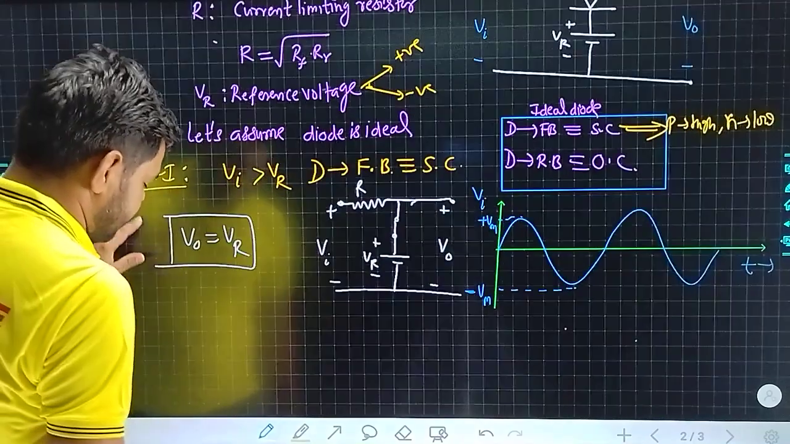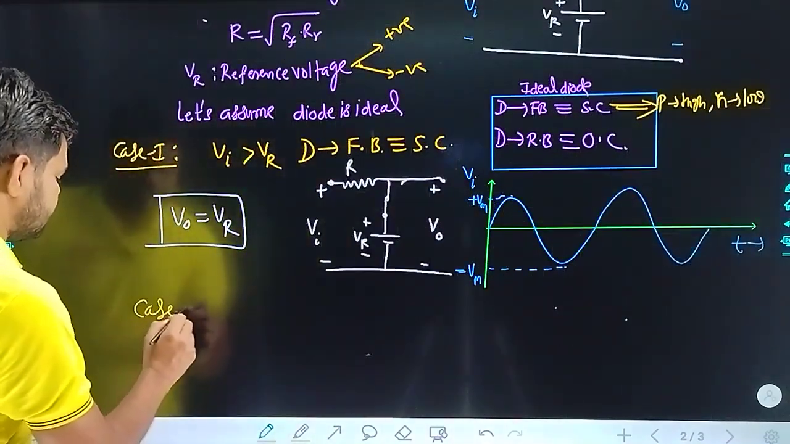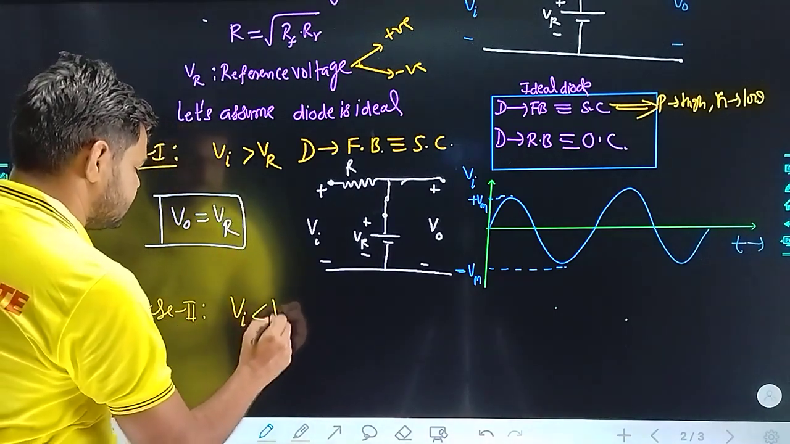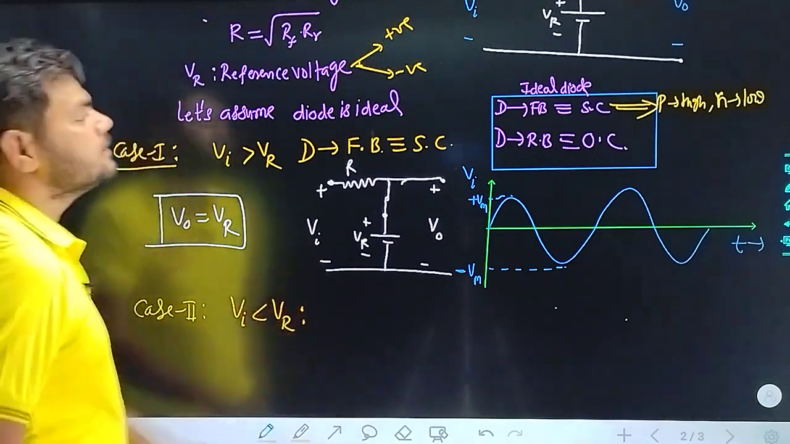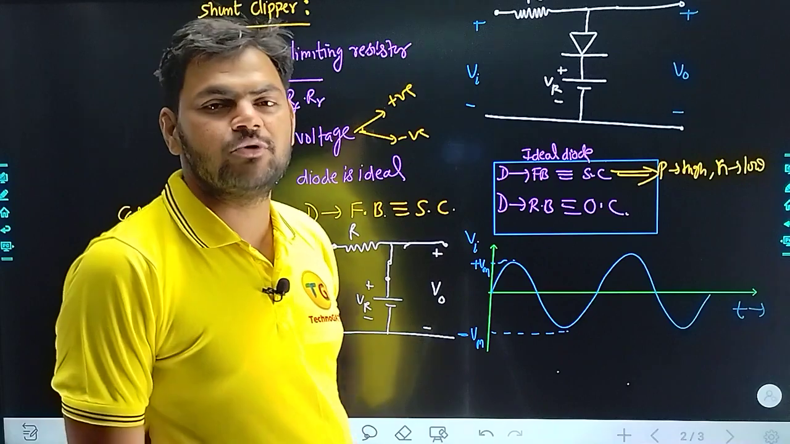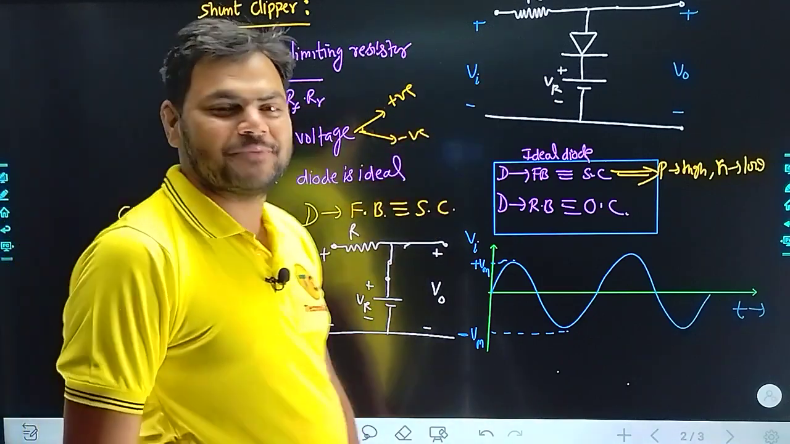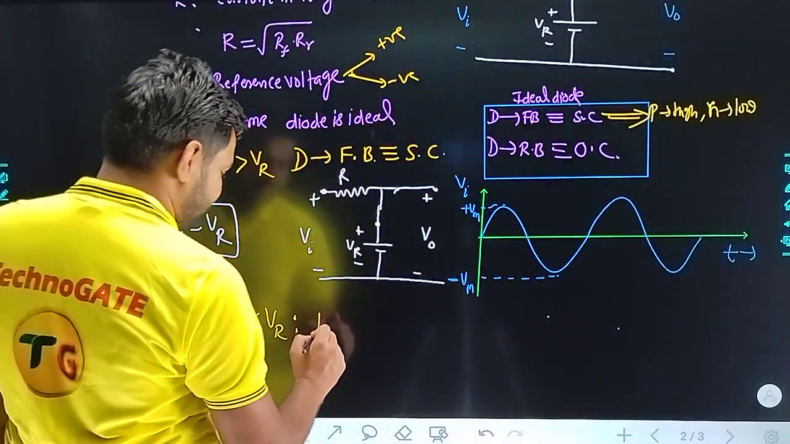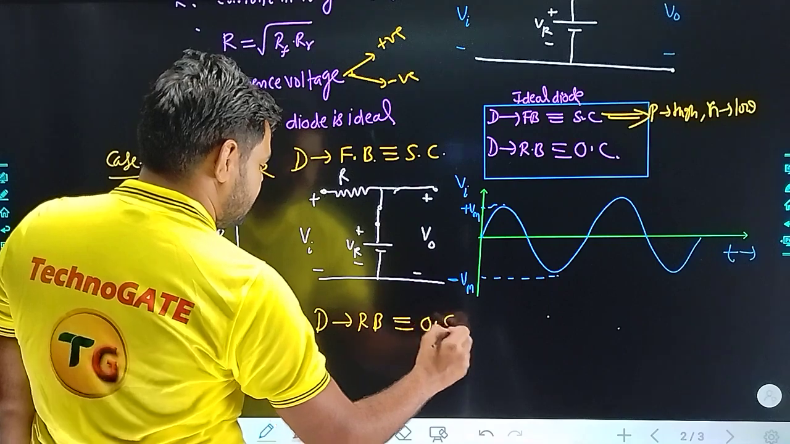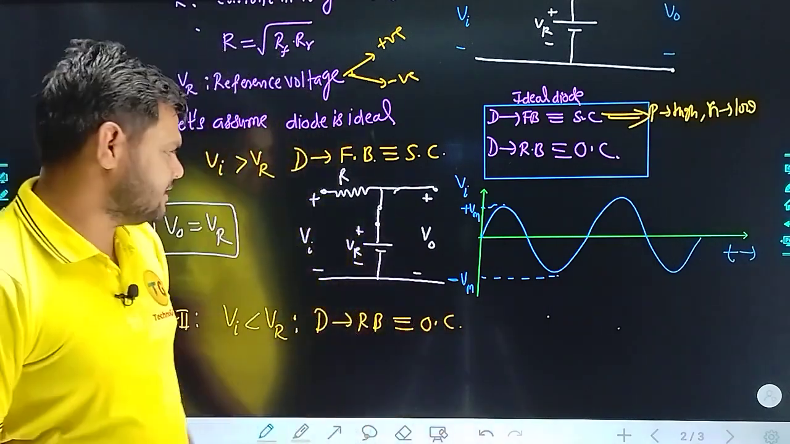So let's come to the second case, guys. In this case, I am considering V input is less than V reference. This time, if the V input that we have applied is less than this V reference voltage, of course the diode will be reverse biased. A reverse biased diode will act like an open circuit element.